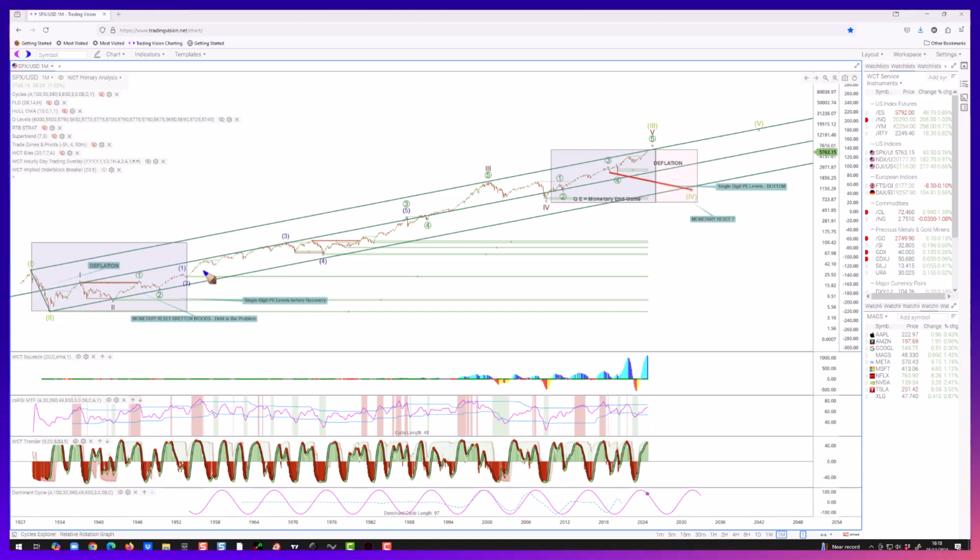And I've put some labels on this chart. It's available in Trading Vision as a shared analysis. It's the Wave Cycle Trader primary analysis, as well as in the Wave Cycle Trader hub. You can navigate to this. And we had the monetary reset here, ergo Bretton Woods.